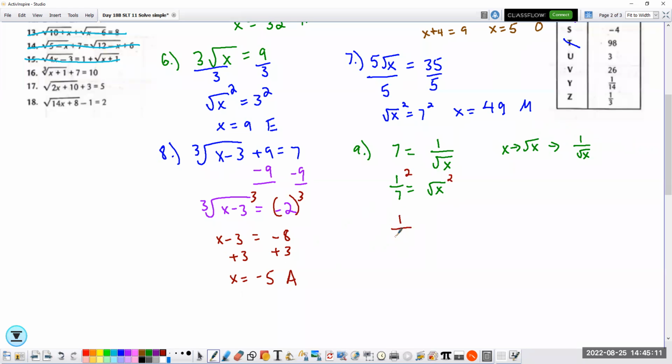Squaring 1 gives me 1, squaring 7 gives me 49, and that is letter P.